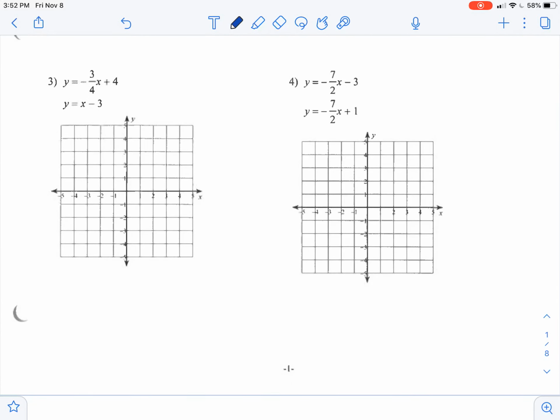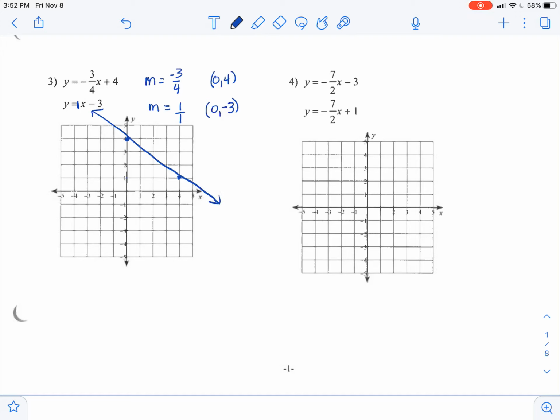Number 3. My slope is -3/4, and my y-intercept would be (0, 4). For the second one, my slope is an understood 1, and you can write it as 1 or 1 over 1. My y-intercept is -3. Let's start with the first one. From (0, 4), I'm going to go down 3, right 4, and draw my line.